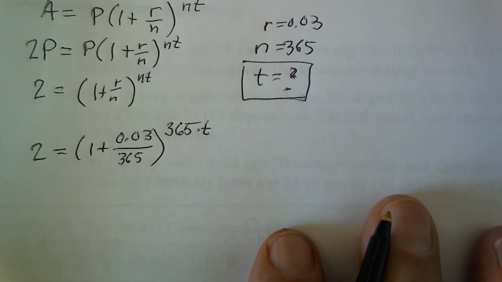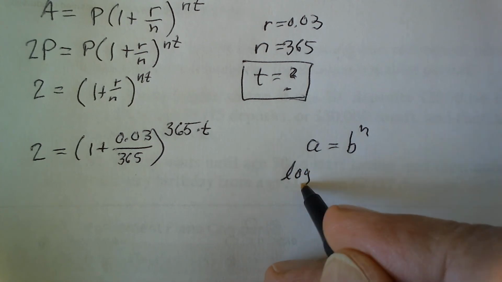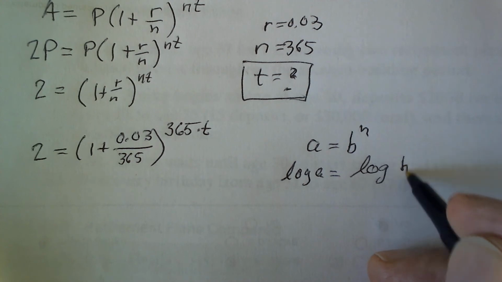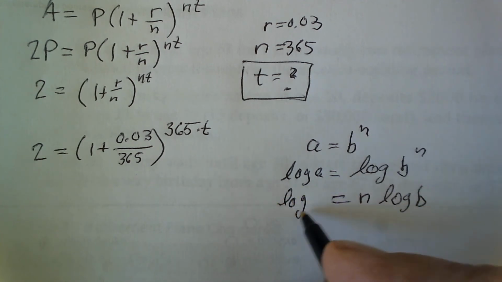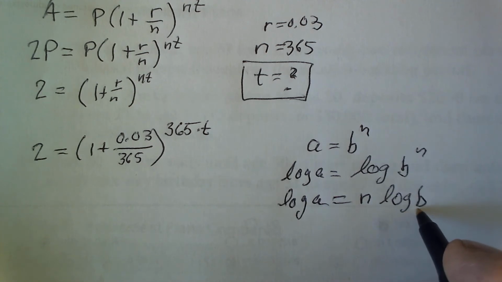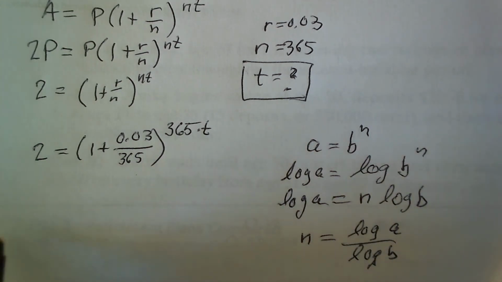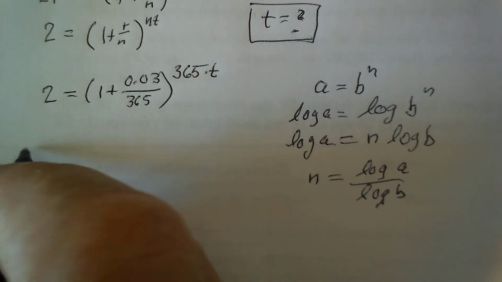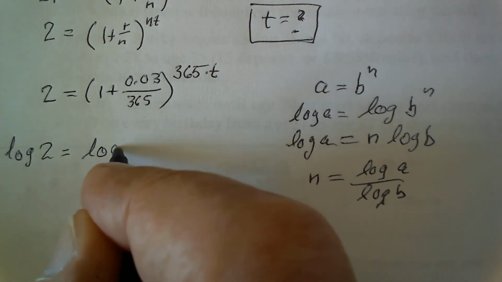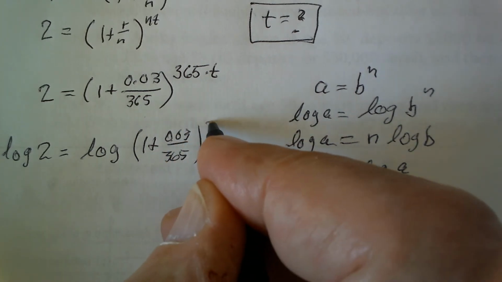So we're going to make use of logarithms, and that says that if A equals B to the N, then the log of A equals the log of B to the N, and that's equal to N times the log of B. Then we divide both sides by log of B, so N equals the log of A divided by the log of B. In the same way, we apply that formula here. So then the log of 2, taking the log on both sides of this expression, equals the log of (1 plus 0.03 divided by 365) to the 365 times T.